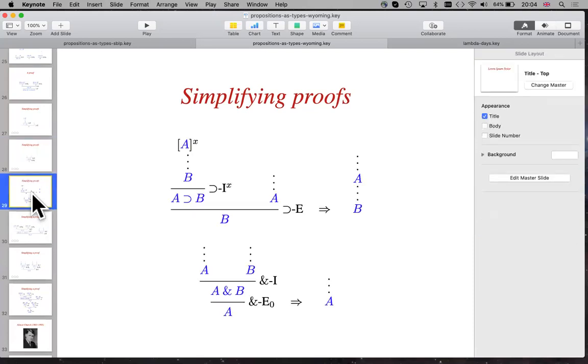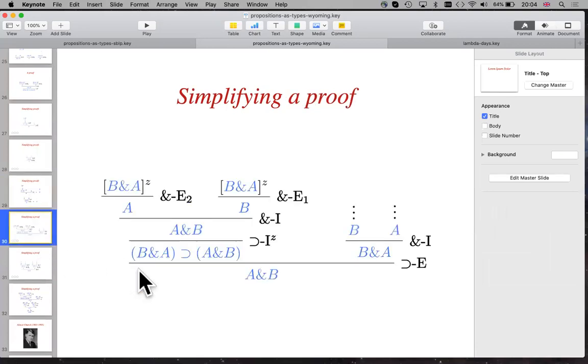Right, so these are just what I showed you without the animation. So let's look at an example proof and see how it simplifies. Here I've got some proof of B and some proof of A. I'm not going to tell you what they are. And from that, I get a proof of B and A. And then we've got the proof we had before, that B and A implies A and B. And then here's our conclusion, A and B.